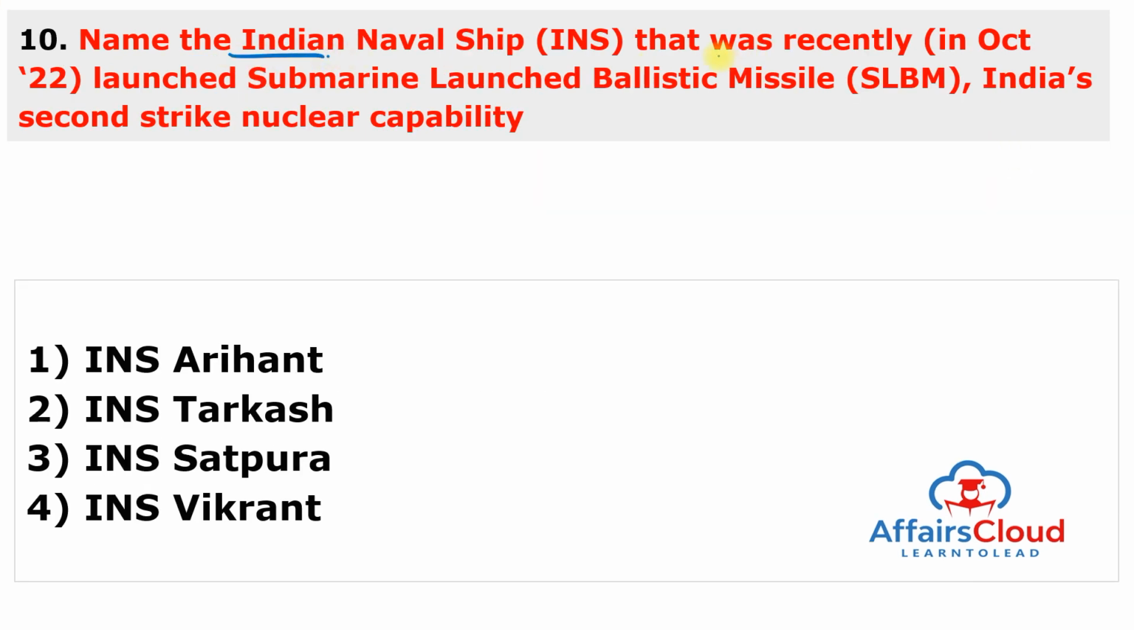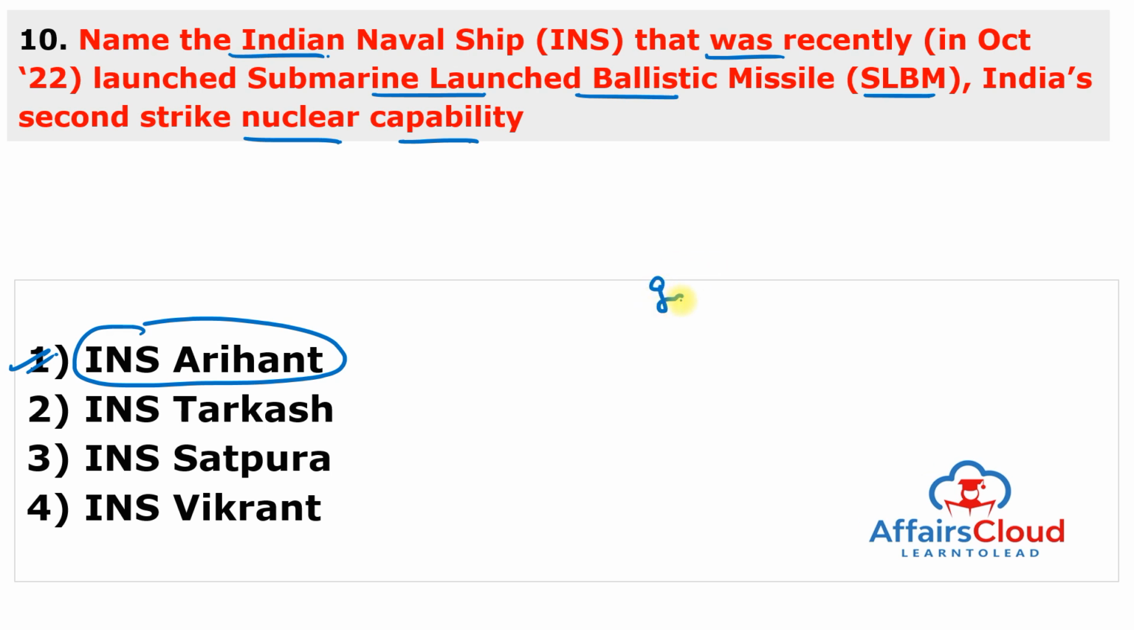Name the Indian Naval Ship that recently launched a Submarine Launched Ballistic Missile, which is SLBM, demonstrating India's second strike nuclear capability. And this is Indian Naval Ship Arihant. The answer to this question is 1. So Indian Naval Ship Arihant, India's first indigenous nuclear ballistic missile submarine, successfully launched a nuclear capable submarine launched ballistic missile, affirming India's second strike nuclear capability.